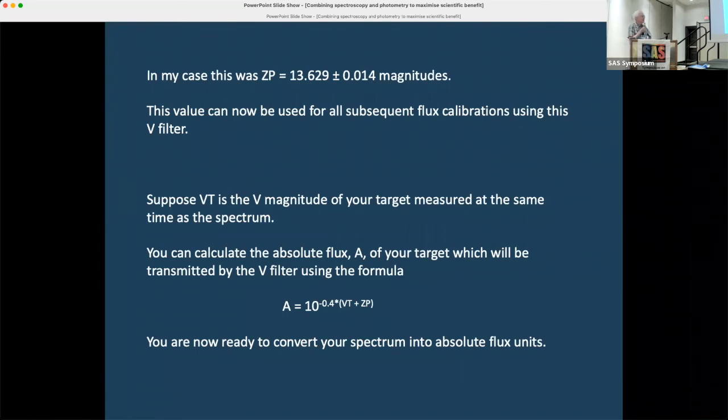Now, supposing you're measuring a target, let's say VT is the V magnitude of your target measured at the same time as the spectrum, either measured or derived from, say, a database of V magnitudes. You can calculate the absolute flux of your target, which will be transmitted by the V filter, using that formula there by plugging the zero point in, along with the V magnitude of the target. You're now ready to convert your spectrum into absolute flux units. Next slide.